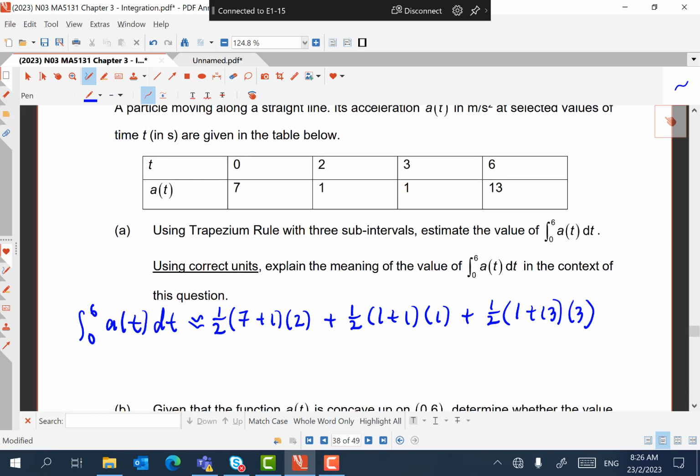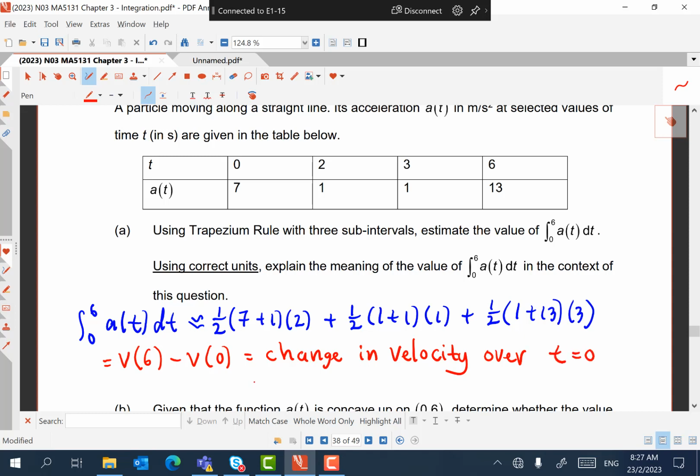Okay, now to explain the meaning, you want to remember that the integration of acceleration is the change in velocity. In the AP exam, you must be very careful. If you stop here, you get 0. You need to say from time 0 to time 6. You must be very specific.